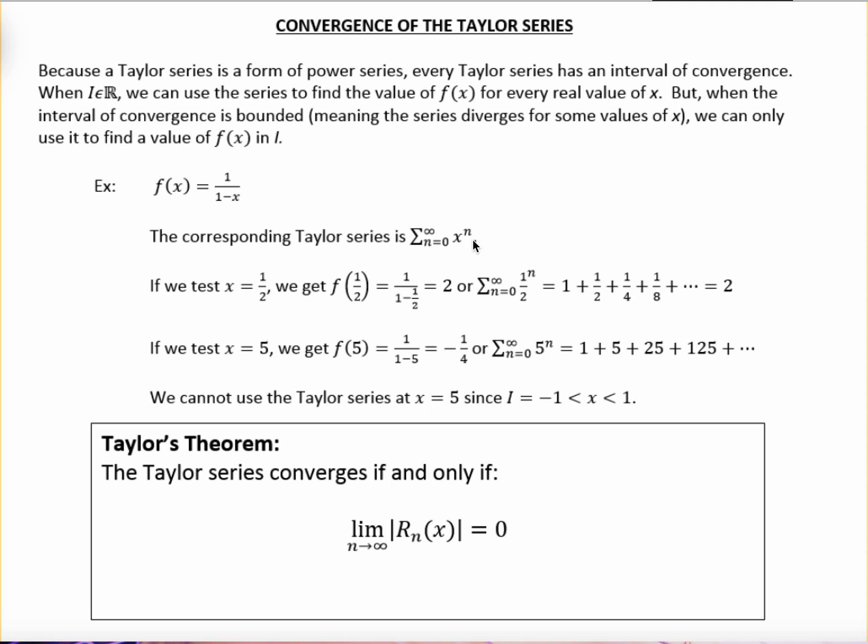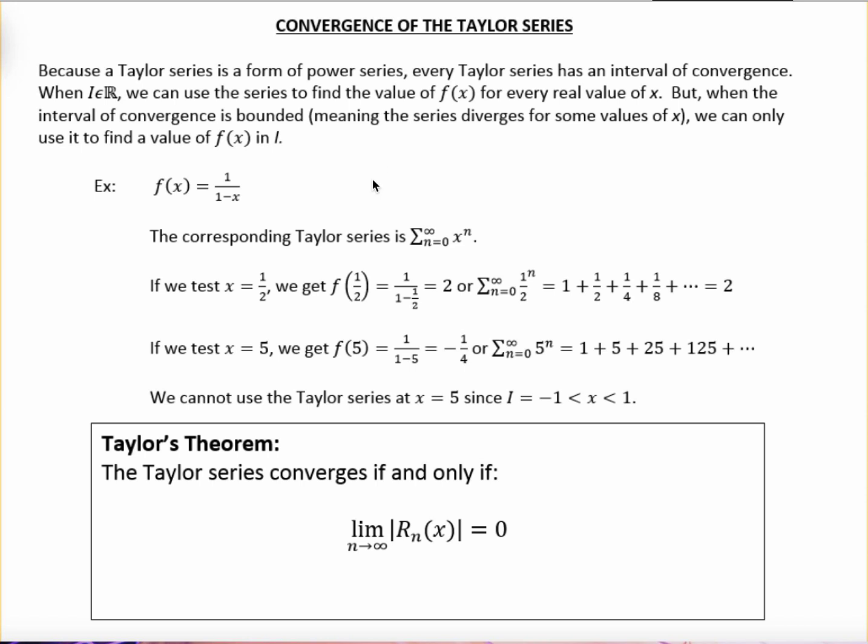But sometimes that interval of convergence is going to be bounded. And that means that it's not going to work for every single value of x, but only some specific ones, or on a particular interval. So not all of them, but a restricted interval. Then we can only use it to find values of f of x that are actually in that interval. And I think that's pretty intuitive, right? If we know that there's an interval of convergence, it will only converge upon that interval for those specific values of x.